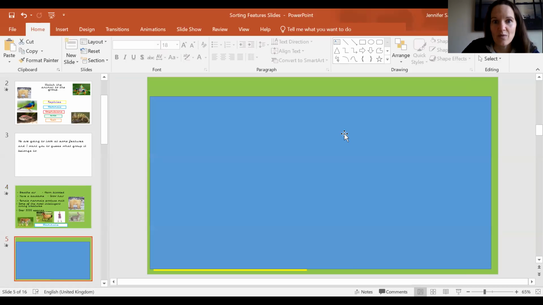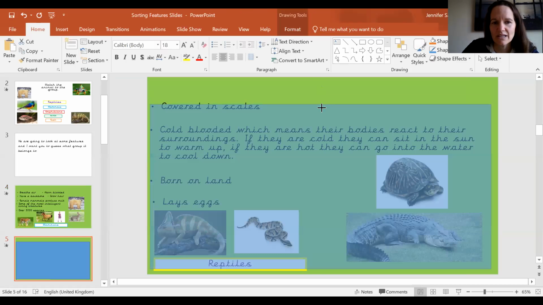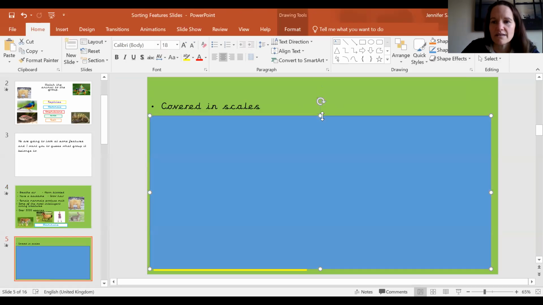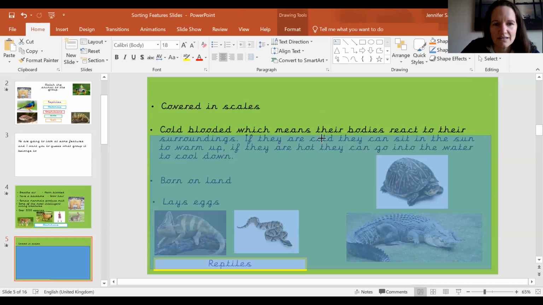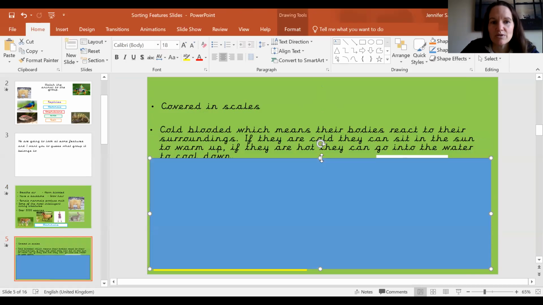Let's have a look at another one. See if you can guess. Ooh, these animals are covered in scales. What animals do we know that are covered in scales? These animals are cold-blooded, which means their bodies react to their surroundings. If they are cold, they need to sit in the sun to warm up. And if they are hot, they can go into the water or in the shade to cool down. Any idea what it could be yet?